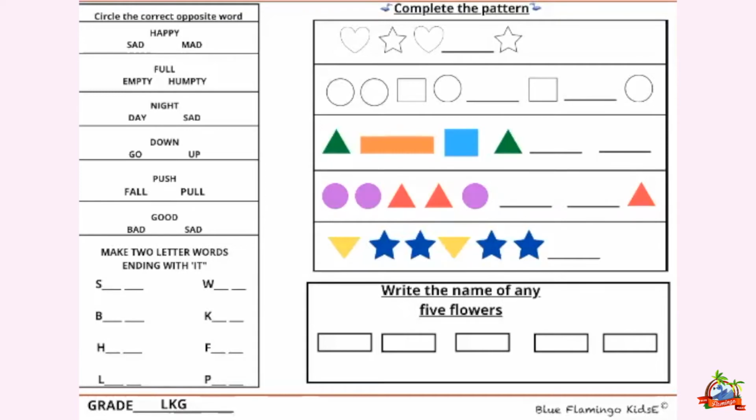पहले क्या है? First picture is of heart, then star, again heart. मतलब पहले दिल का शेप है, फिर स्टार शेप है, फिर से हार्ट का शेप है. उसके बाद क्या आएगा? What will be after that? It will be star. Okay. After heart, it will be star.